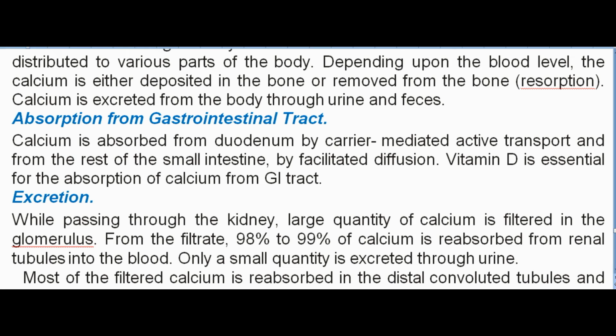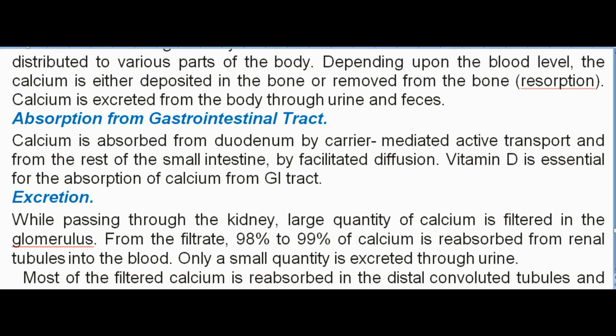Absorption from gastrointestinal tract. Calcium is absorbed from duodenum by carrier-mediated active transport and from the rest of the small intestine by facilitated diffusion. Vitamin D is essential for the absorption of calcium from the GI tract.